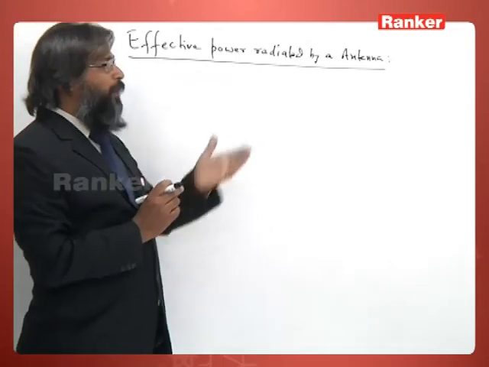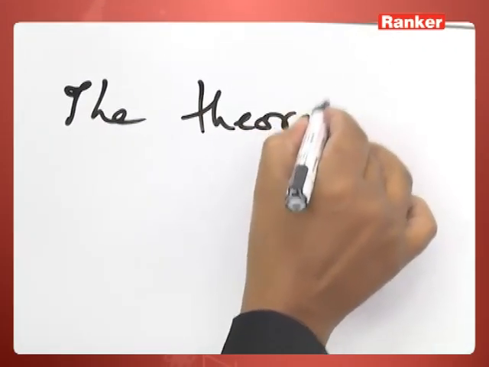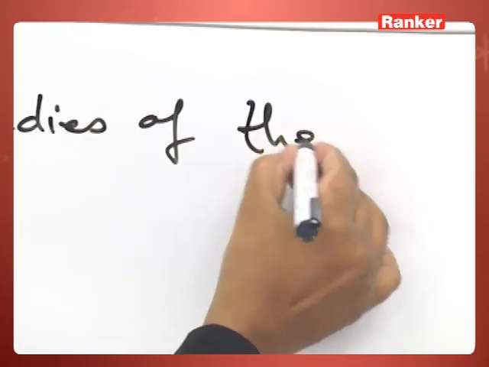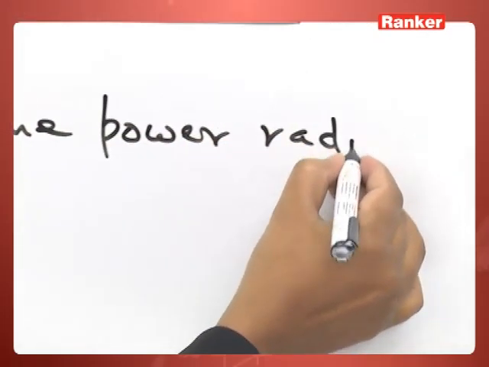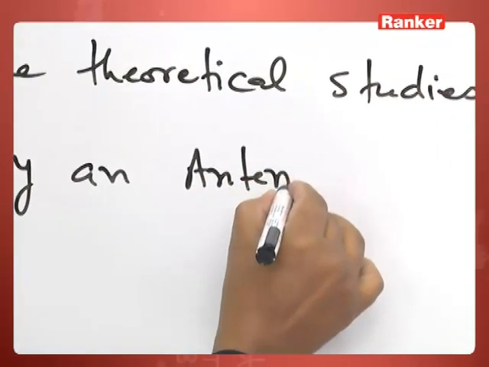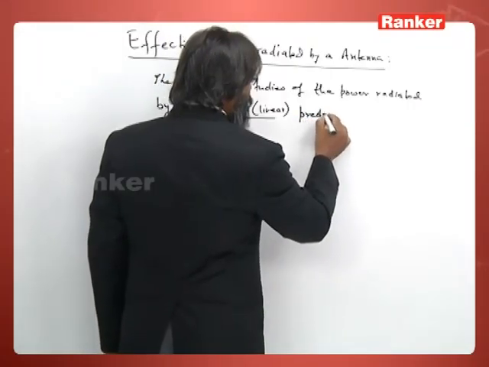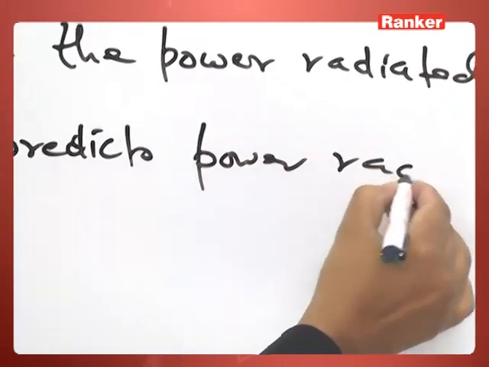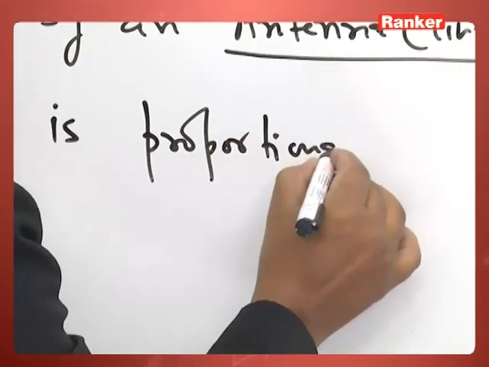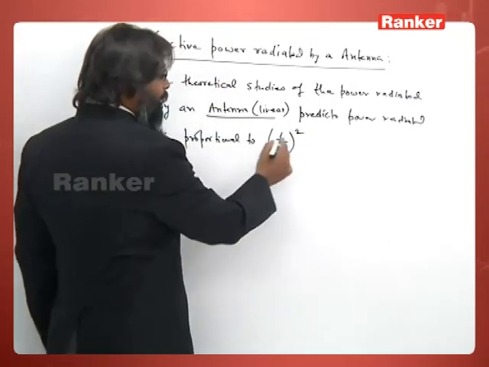Now let us see the effective power radiated by an antenna. The theoretical studies of the power radiated by a linear antenna predict that the power radiated is proportional to (L by lambda) whole square.